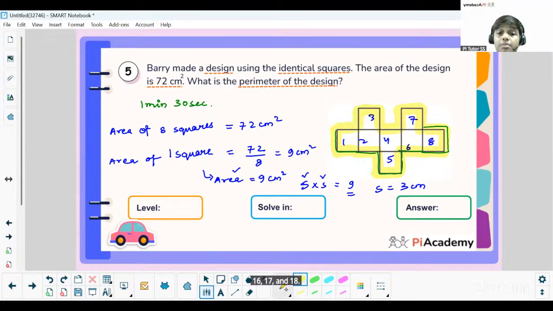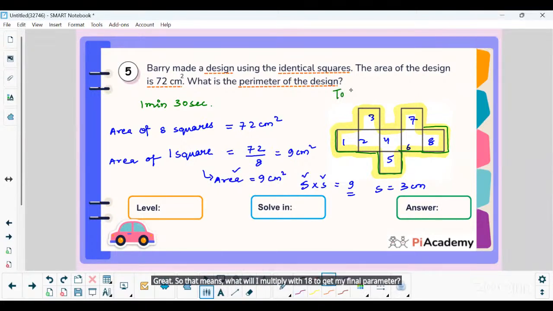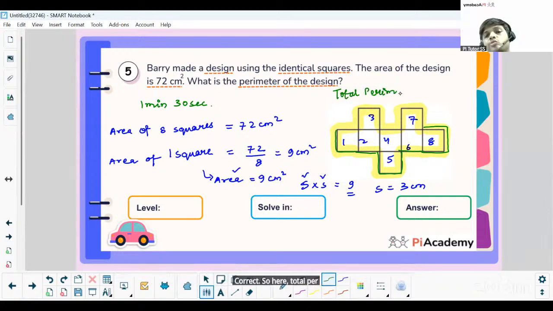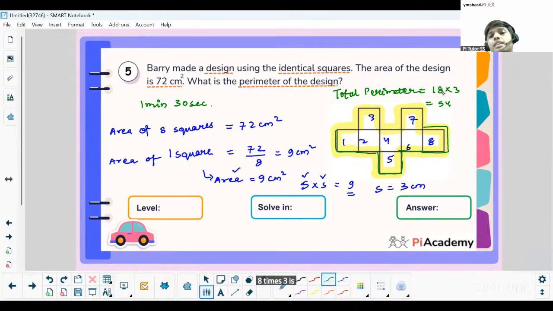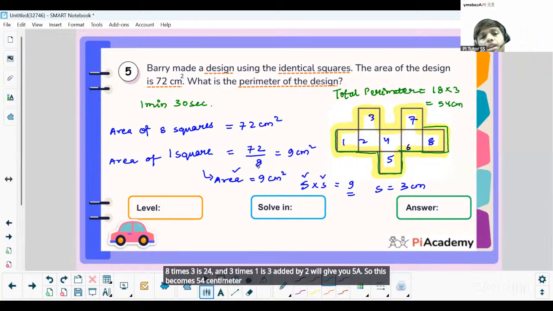Great. So what will I multiply with 18 to get my final perimeter? 3. Correct. So the total perimeter becomes 18 times 3, which will give us the final value for the perimeter of the entire compound shape. Now, if I multiply these together, 8 times 3 is 24 and 1 times 3 is 3, added with 24 will give you 54 here. So this becomes 54 centimeters as the right answer for the perimeter.